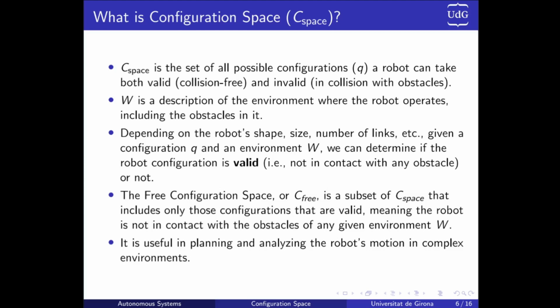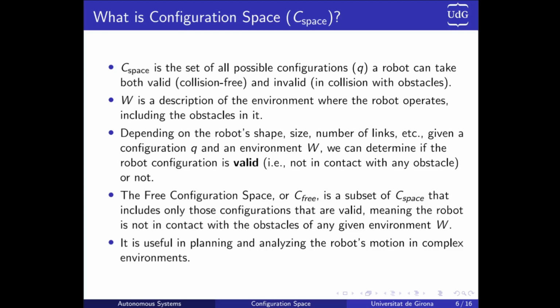And inside this set of all possible configurations, some of them will be valid and some of them will be invalid. The ones that are invalid, for us, will be the ones that are in collision with an obstacle, and the ones that are valid will be the ones that are collision-free. And then, how do we know if there is an obstacle or not? Because we have a description of the world, and here I put W. And this can be very different.